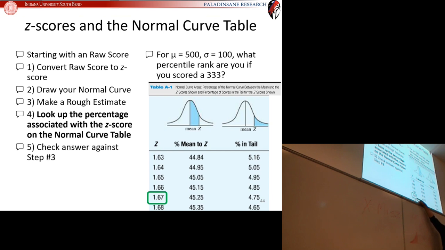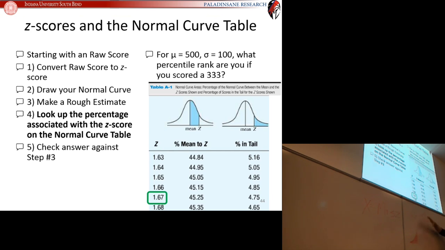But we now have a decision. Do we look here in this column, or do we look here in this column? And notice that we have 2 checks to make sure that we look in the right column. First off, we have our diagram. Our diagram says that we're interested in the tail. This is the column where we have the tails.